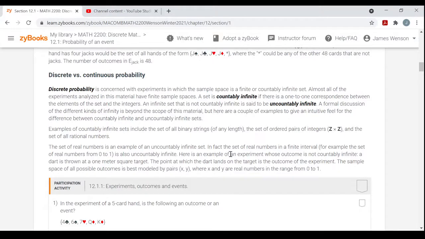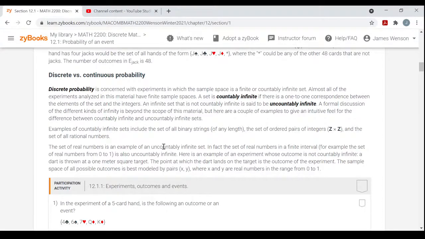And here is an example of an experiment whose outcome is not countably infinite. Say a dart is thrown at a 1 meter square target. The point at which the dart lands on the target is an outcome of the experiment. The sample space of all possible outcomes is best modeled by the pairs x, y in the range from 0 to 1. There's an uncountably infinite number of possibilities there where the dart could land.